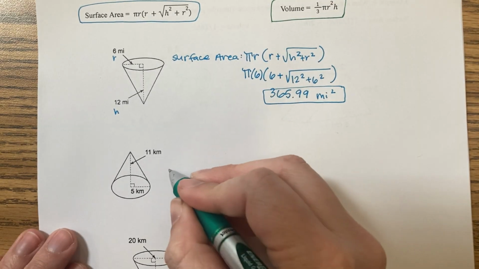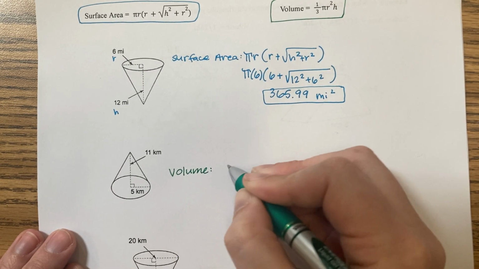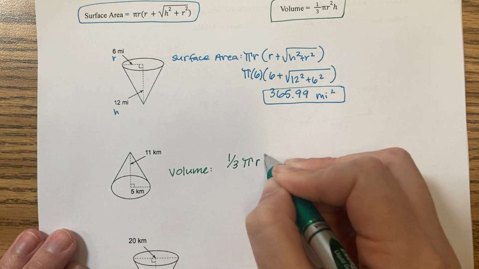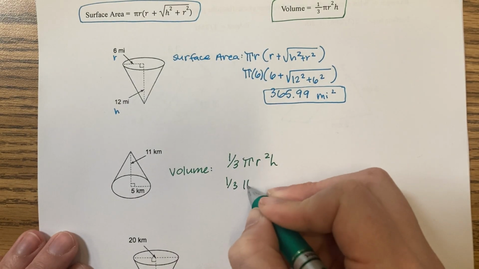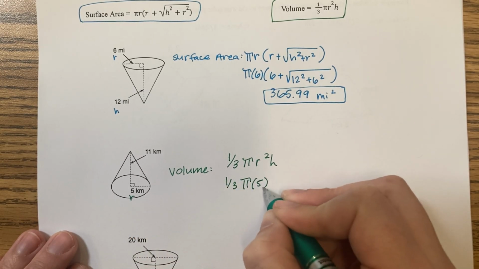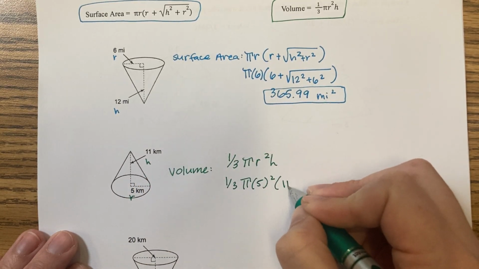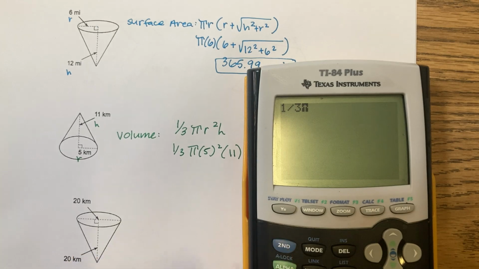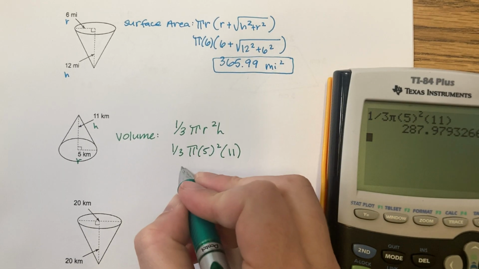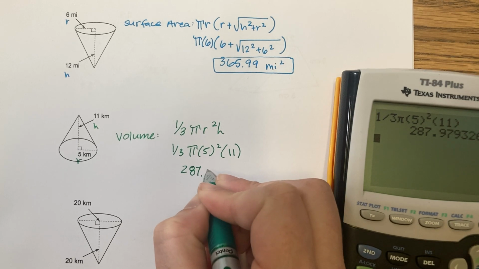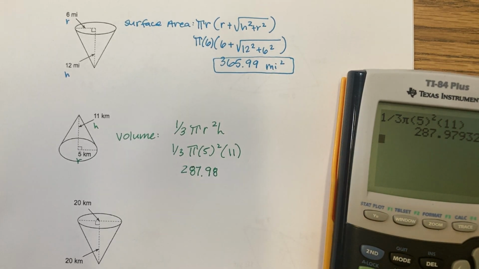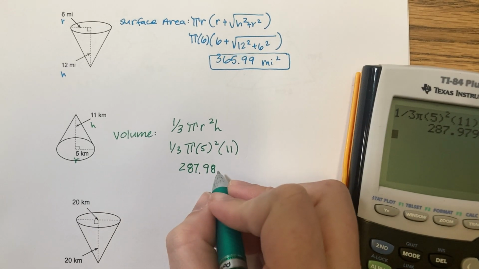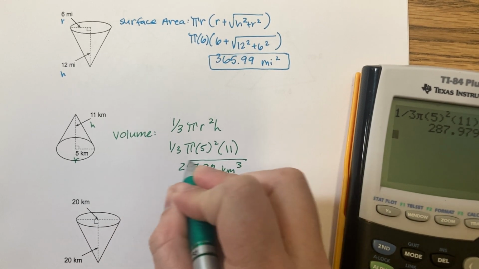Volume of a cone, 1/3 pi r squared times height. 1/3 pi 5 squared times height. And that's kilometers cubed for volume.